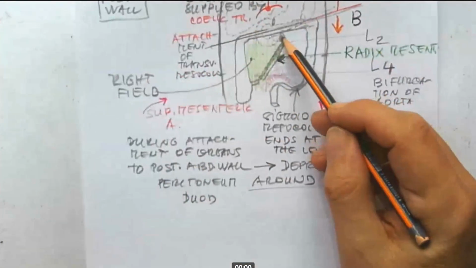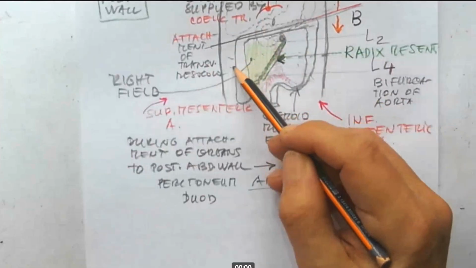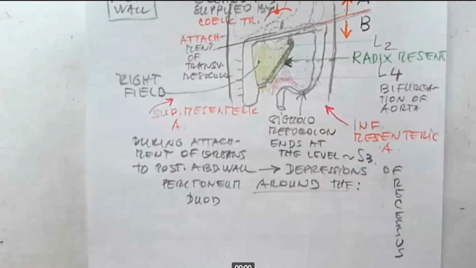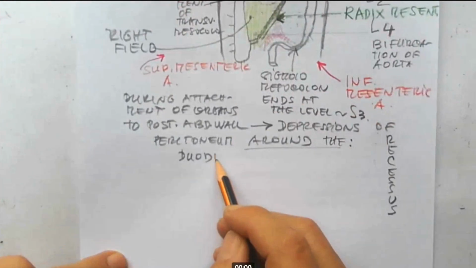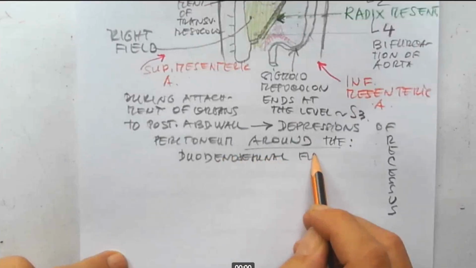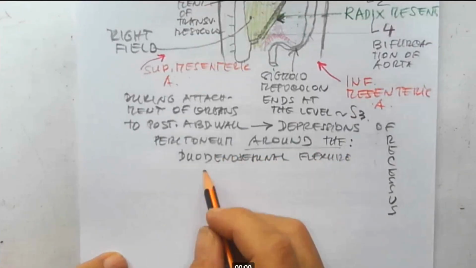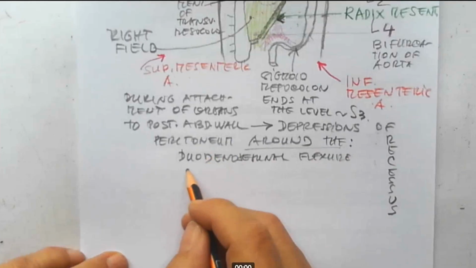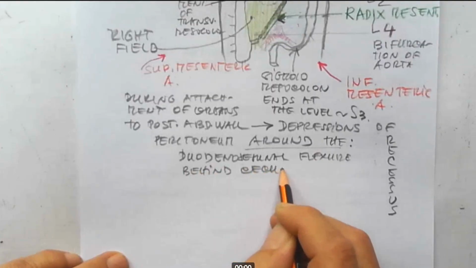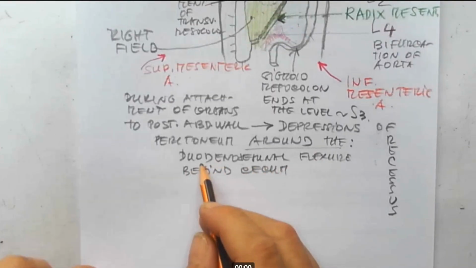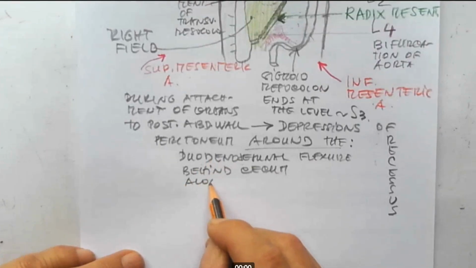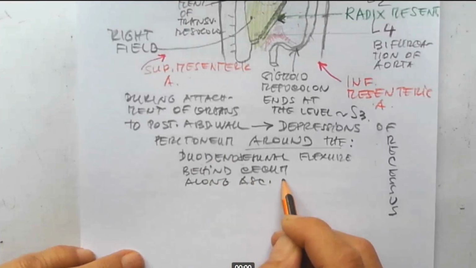Look, this is the duodenojejunal flexure here around this area, or on the right side of the colon, the paracolic gutters, recessus paracolici, etc. Around the duodenojejunal flexure, then around the cecum, or behind the cecum, or along the ascending colon, etc.